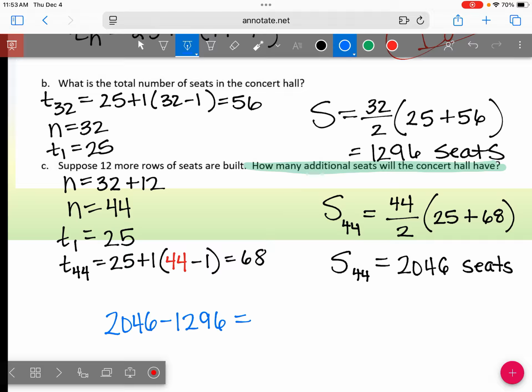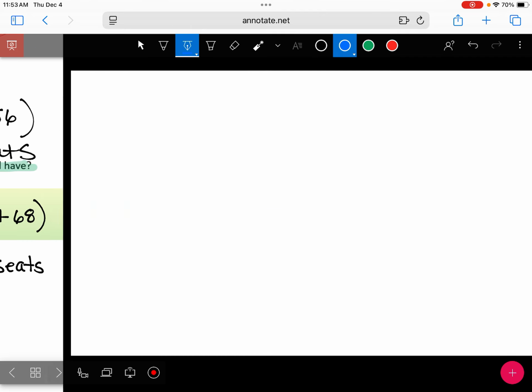So that would get, I think it was, wait, I don't remember. I think it was 750. Was it 750 or 650? 750. So there are 750 more seats. So by adding the 12 rows, they added 750 more seats. Any questions? All right, so now let's go to geometric sum.